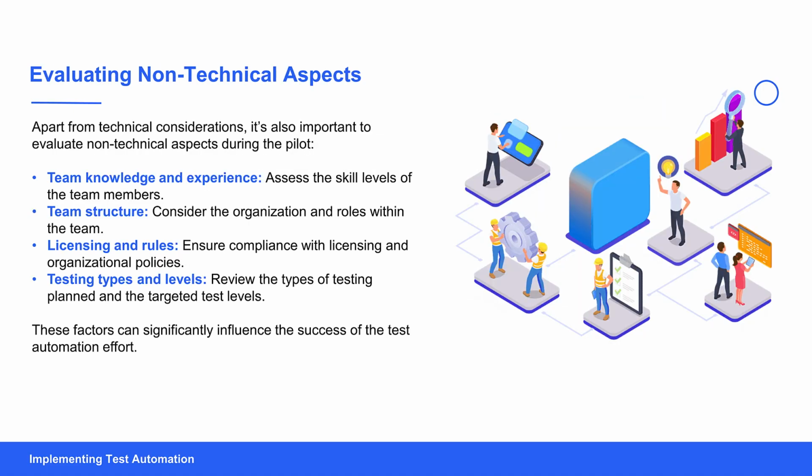While technical factors are key, don't overlook the non-technical aspects that can make or break your test automation project. It's important to assess the knowledge and experience of your team members. Do they have the skills needed to succeed? Consider the team structure and whether it supports the goals of your automation efforts. Also, make sure you're in compliance with licensing and organizational rules, which can sometimes be easy to overlook. Finally, review the types of testing and the test levels you're targeting to ensure they align with your overall strategy. These non-technical elements are just as crucial as the technical ones in determining the success of your pilot project.